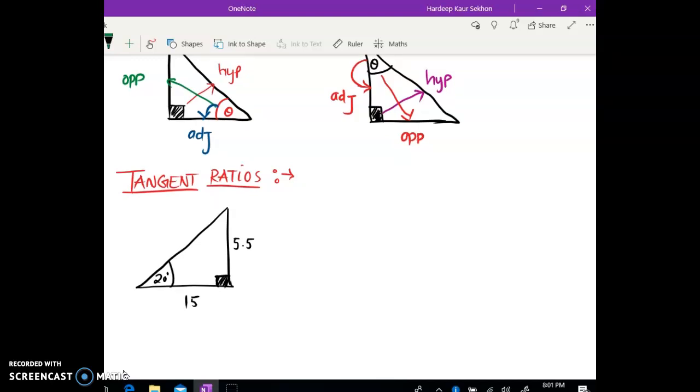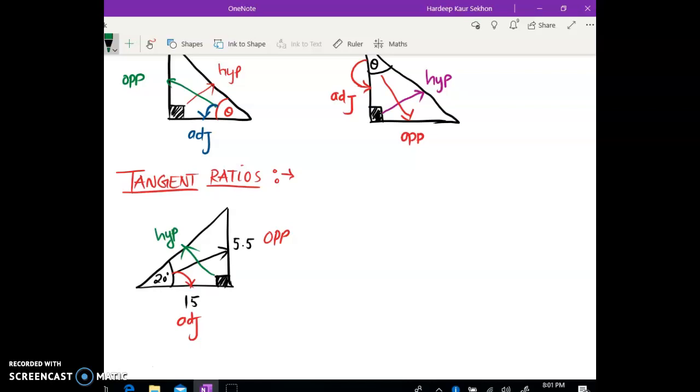So this is a given angle. Previously it was theta, now we have a value given to us. So we are going to label according to the given angle. It doesn't matter if it's here or here, you have to label based on this one. The side that is opposite to the given angle is called the opposite side. The side that is next door is called the adjacent side. The side that is opposite to the 90-degree angle is called the hypotenuse.